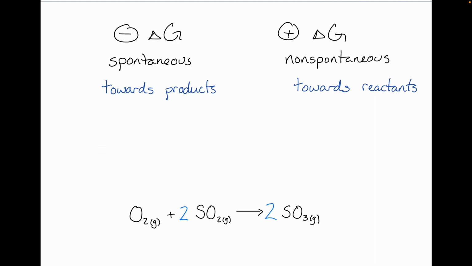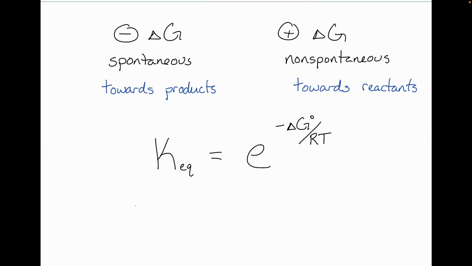If we know our delta G, our equilibrium constant is equal to e, that magic number from calculus, to the negative delta G naught divided by RT. All right, so both of these are telling us the same sort of thing, whether a reaction goes in one direction or the other, and they are indeed intimately related to one another. Our equilibrium constant is connected to our delta G. Equilibrium constant equals e to the negative delta G over RT.